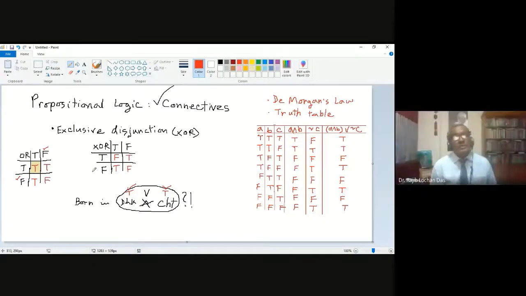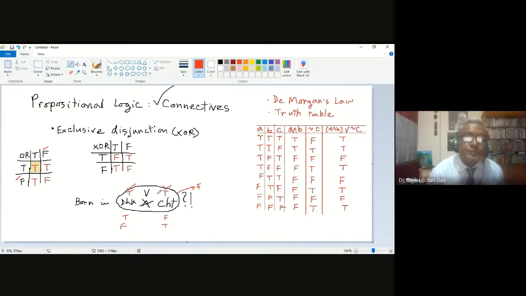So this is like "or", but there is a difference in this corner. When both are true, the output will be false. That means some person can be born in Dhaka and he or she will not be considered as born in Chittagong. Both true gives you a false result, which means the person will not be allowed to apply for the scholarship. If Dhaka is false, then Chittagong is true, or Chittagong true, Dhaka false. You understand the XOR situation?